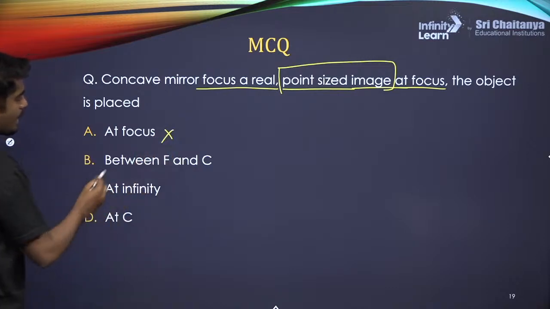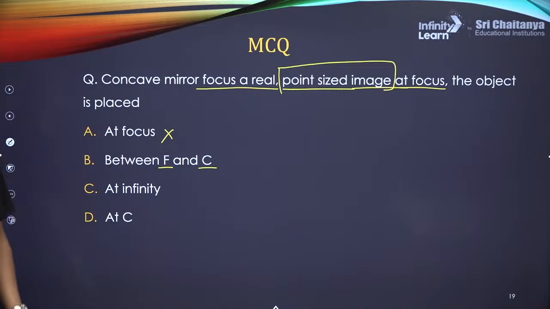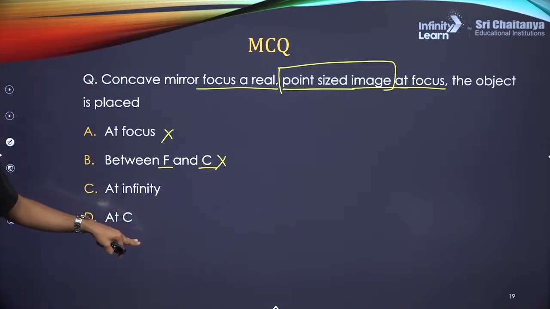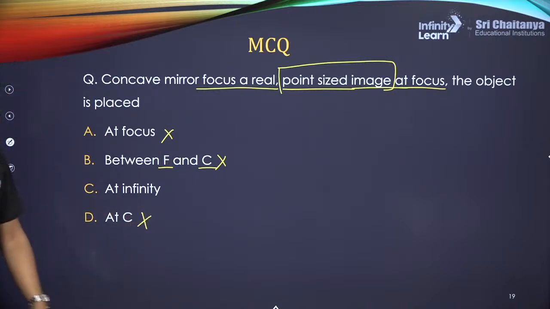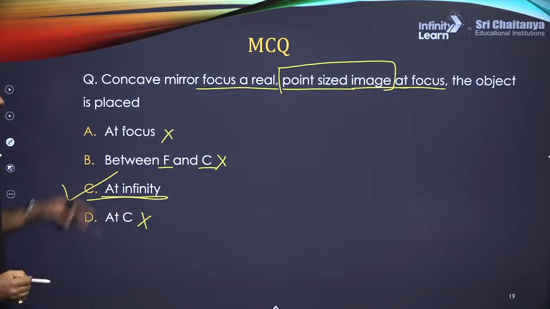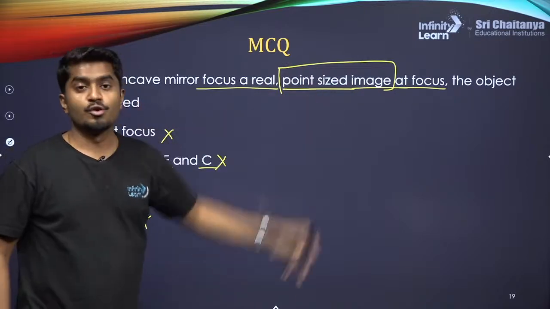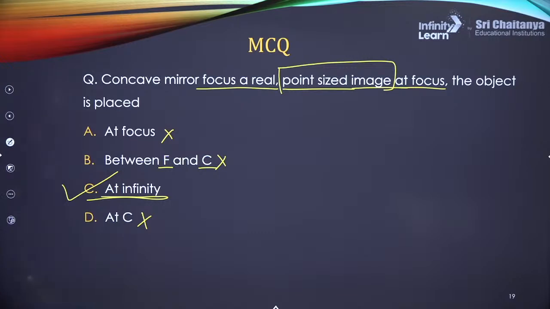No. Between focus and center of curvature? Again, no. At center of curvature? Again, no. So where should you place the object? You should place the object at infinity. Then you will get a real point size image at the focus. We have learnt all these cases, right? You remember? Vinod, Zara, nice.